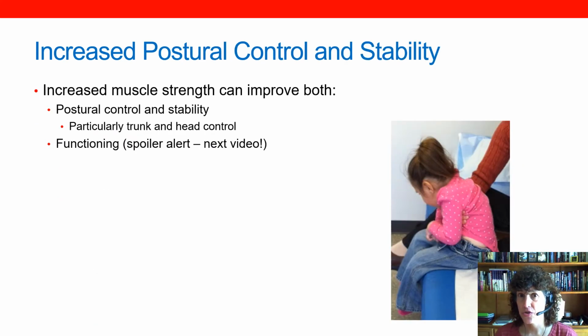So, increased muscle strength. Well, if I'm stronger, particularly in the areas that clients tend to exert force against dynamic seating components, like a dynamic back, for example, I can see a resultant improvement in postural control and stability, particularly trunk and head control. We also can see an increase in functioning as a result of this increased muscle strength, but spoiler alert, that's in our next video, so hopefully you can join us there.